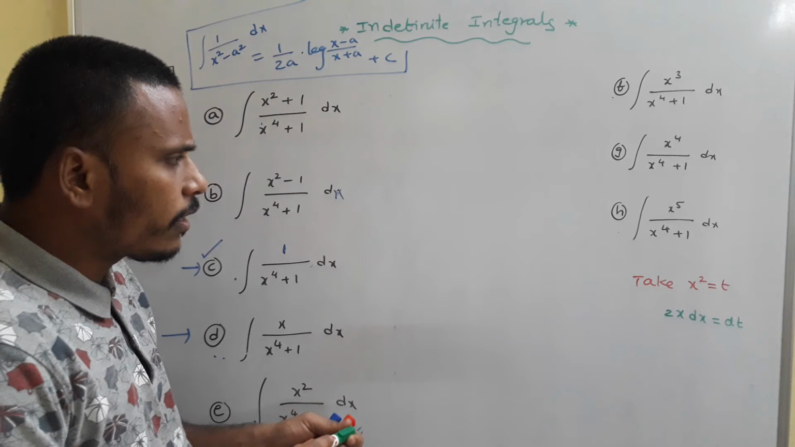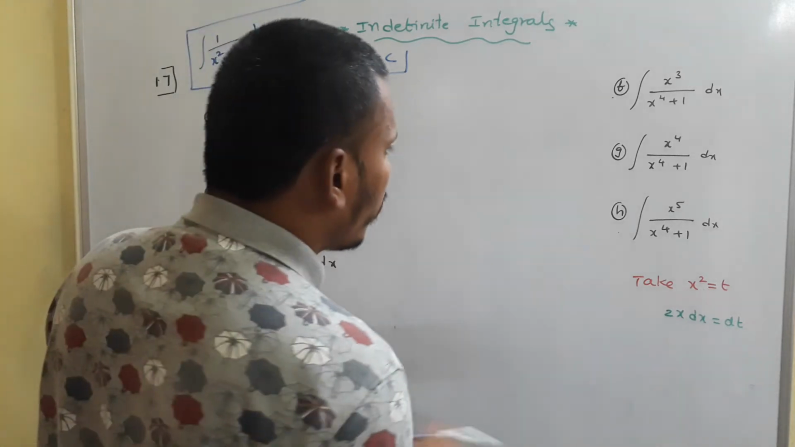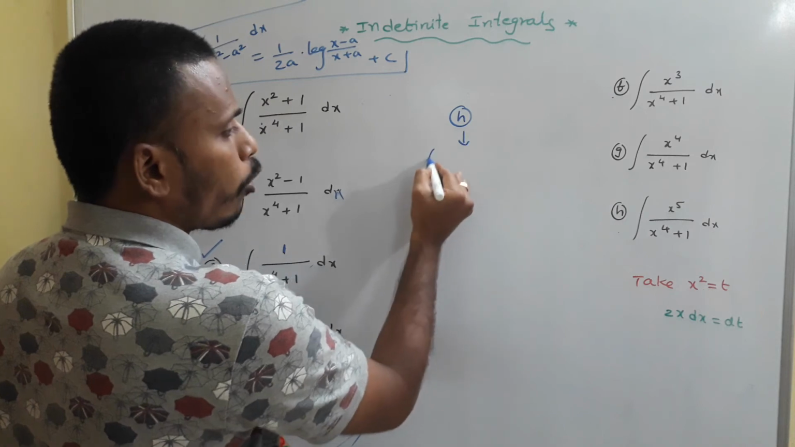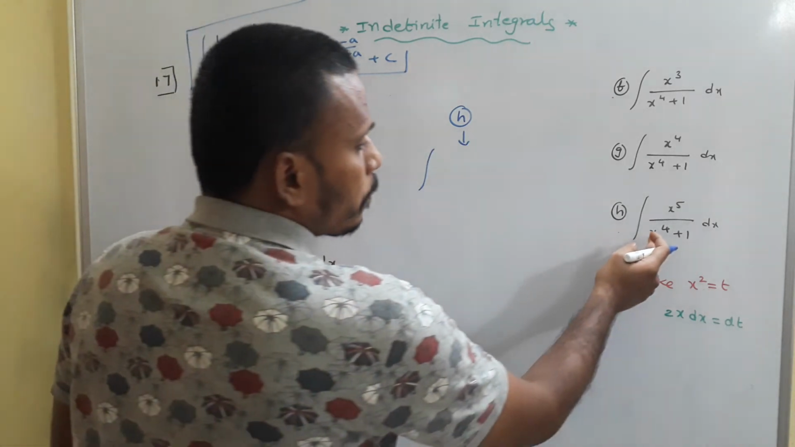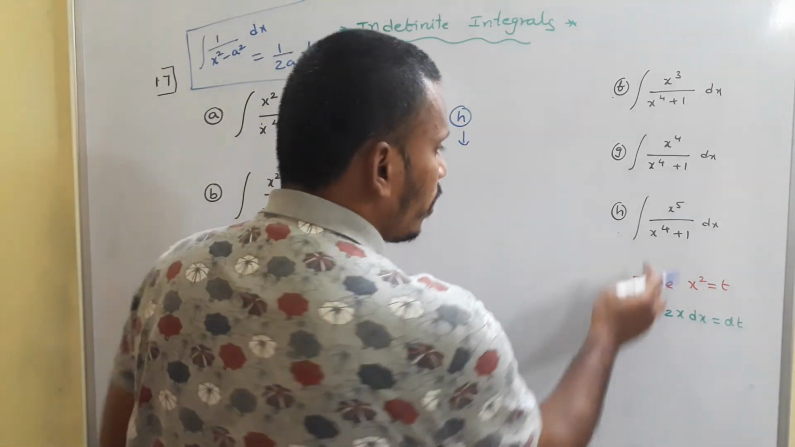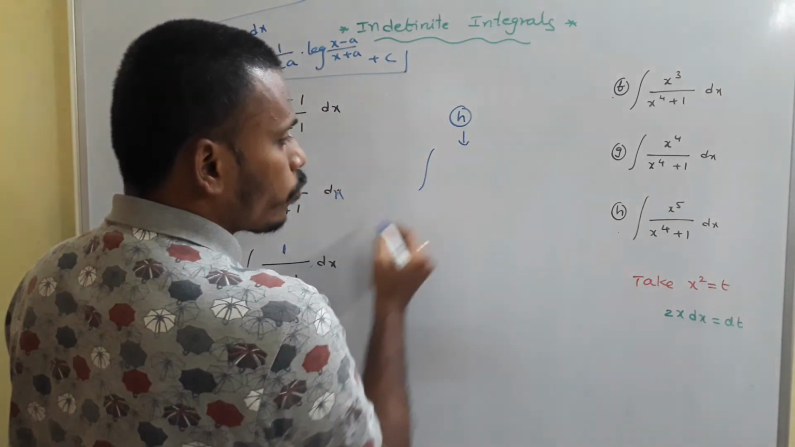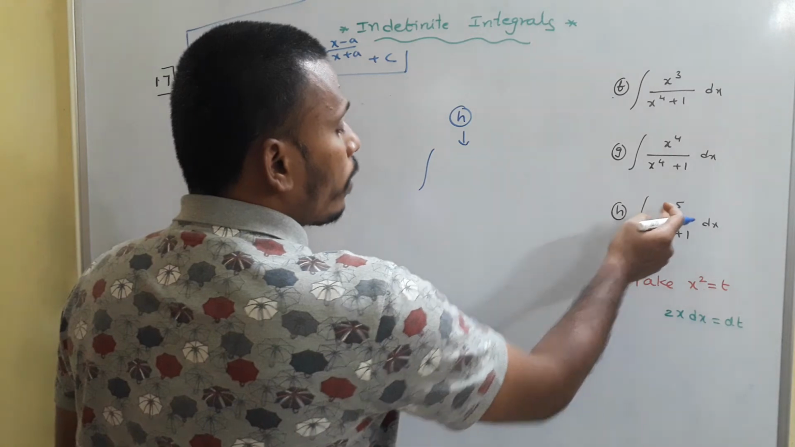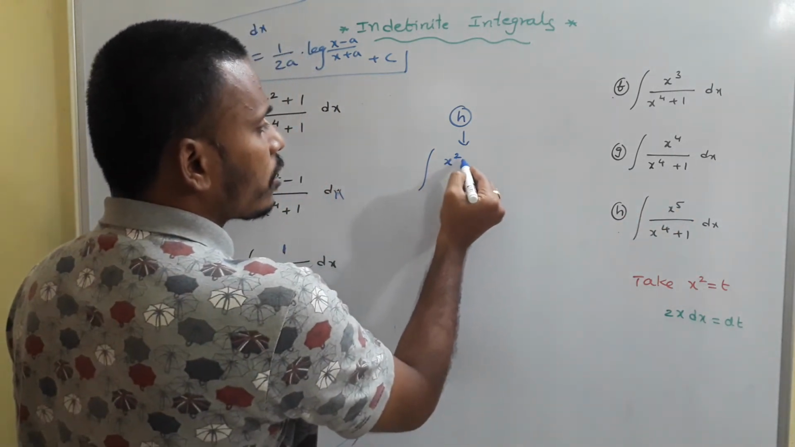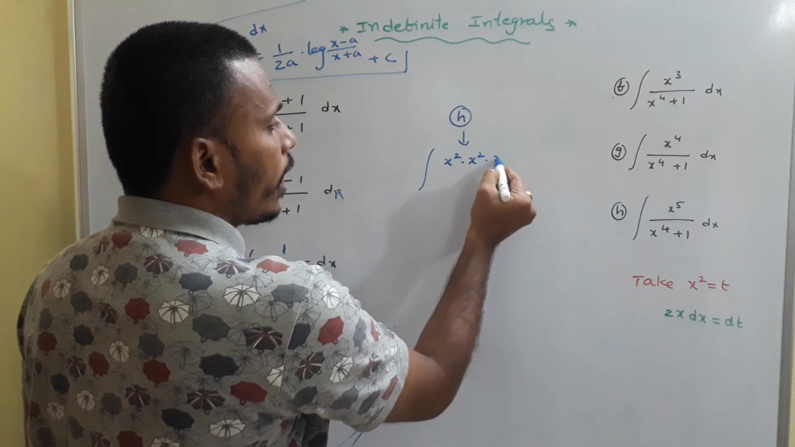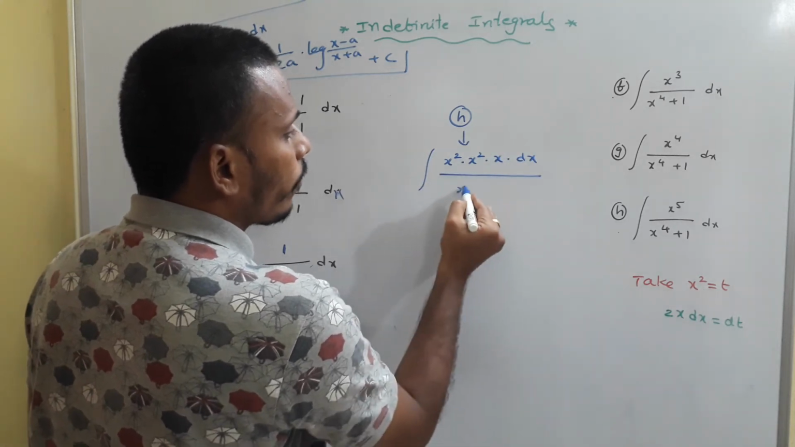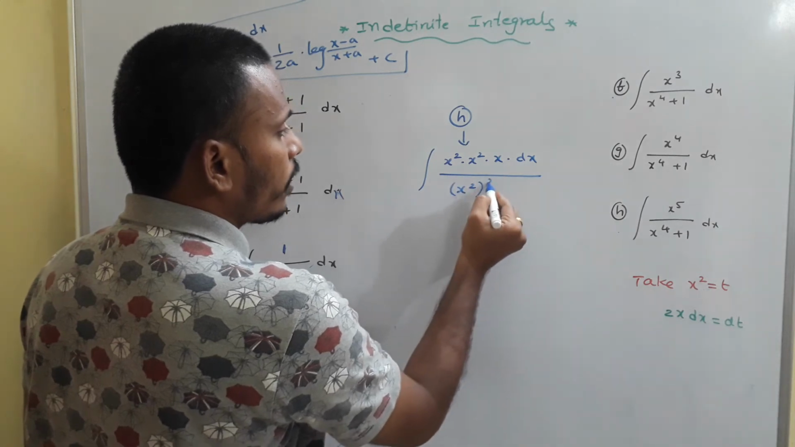Now you just simply convert the problem into t. Okay, we are answering h. You just simply convert the problem into t. So x power 4 plus 1, x square is what? X square is t. So x power 4 is t square plus 1 in the denominator. And in the numerator what we have? X power 5. So first of all what I write is x square into x into dx divided by x square whole square plus 1.